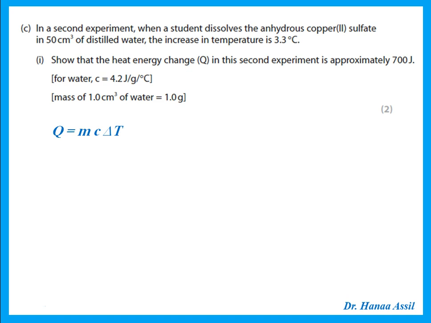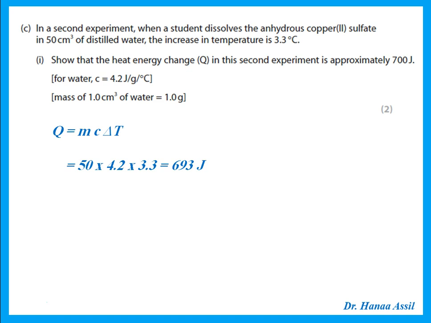And he already gives you that the mass of 1 cm³ of water is 1 gram. So the volume of water is the same as its mass. If he says 50 cm³, that is 50 grams. Times c, you should realize that c is the specific heat capacity, and he gives it to me as 4.2. Sometimes we use 4.18, but if he gives 4.2, then that's what you use. Times ΔT, the temperature change, which he already gives me as 3.3. And what comes out from this equation is in joules.